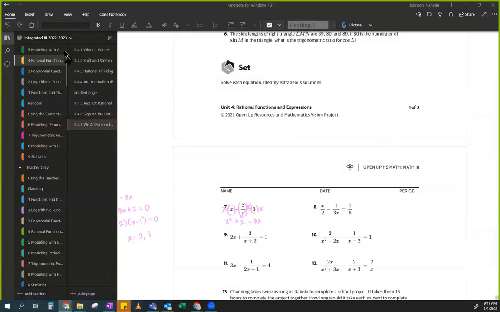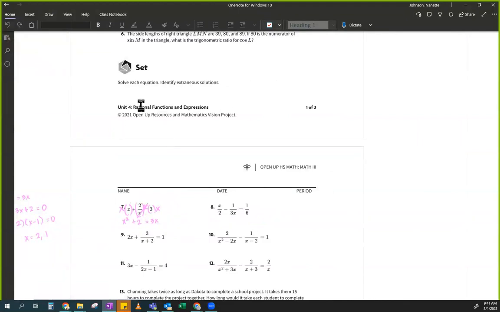Okay, so in Integrated 3, 4.7, for number 8, they want us to solve each equation, basically get x by itself, then identify extraneous solutions. I don't really like how it's called an extraneous solution. A solution means a number that, when I plug it in, it works.